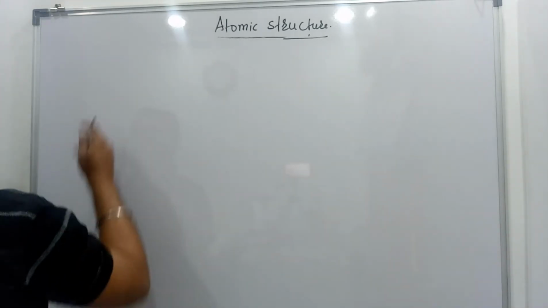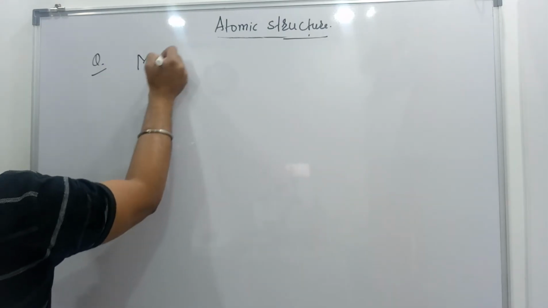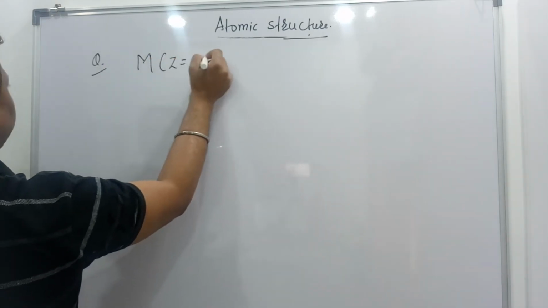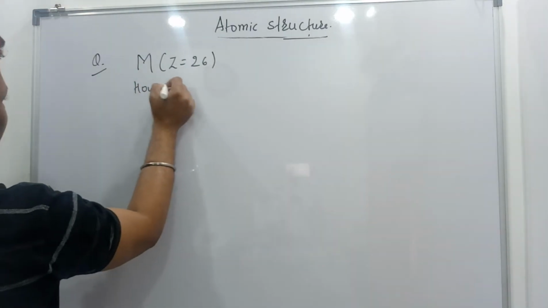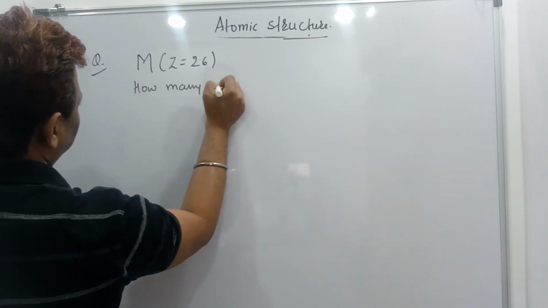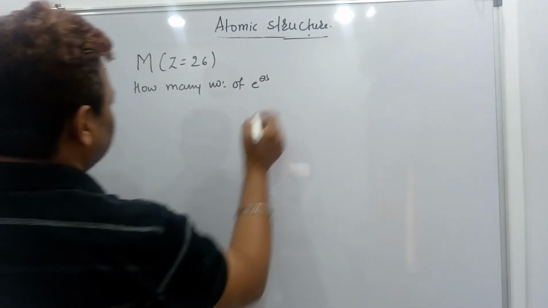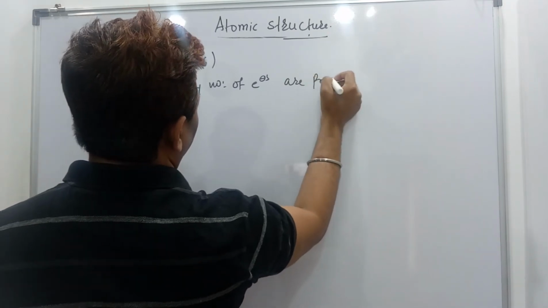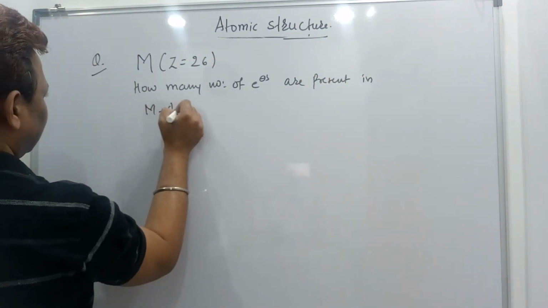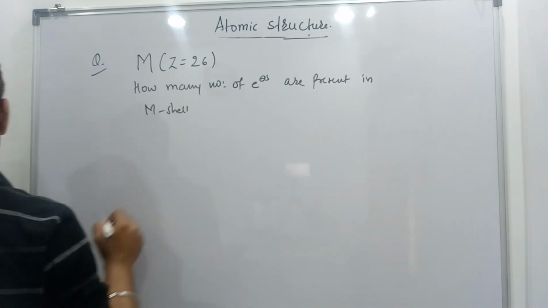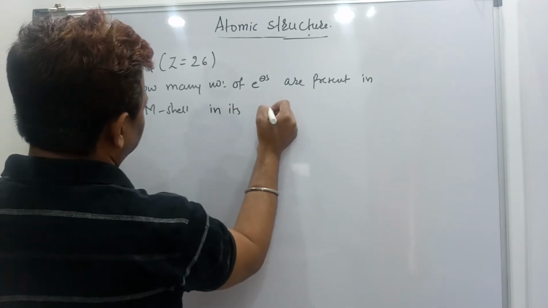Question, which one am I having now? See here. The atomic number of one element is given as 26, and they are asking how many electrons are present in the M shell in its +3 state.